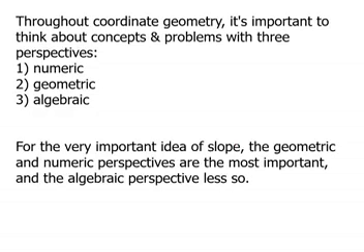And in fact, for the very important idea of slope, the geometric and numeric perspectives are the most important, and the algebraic perspective is the least important of the 3. And again, this is paradoxical. People get a formula and think, oh, well, if I have a formula, I really understand something. It turns out that algebra is not the perspective that gives you the most insight into what slope is. And it's much more important to think about the geometric and numerical perspectives if you really want to understand this important idea deeply.